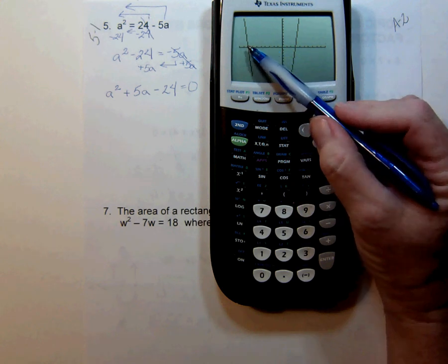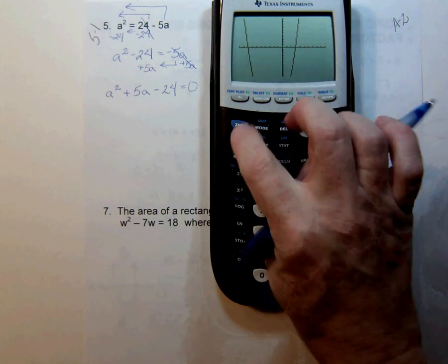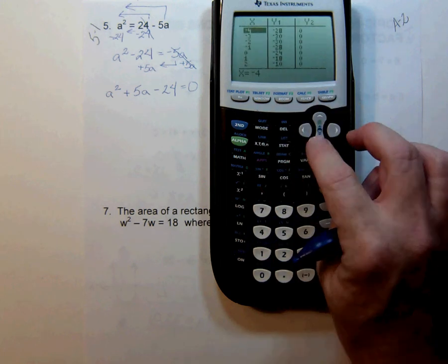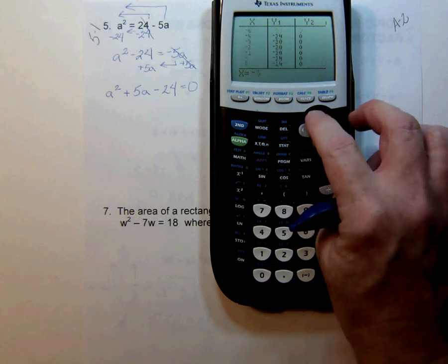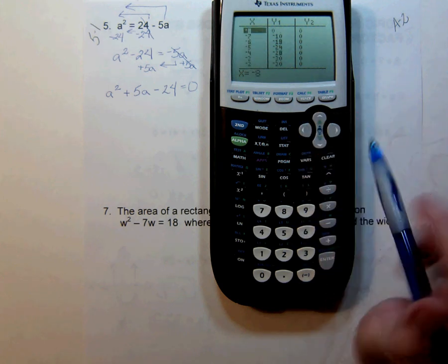Negative 8 and 3. Let's check that. Go to the table and then look for zeros. One of them was at a positive 3. And remember the other one was at negative 8. So we need to go way down there. And negative 8. So you found your zeros in your y.